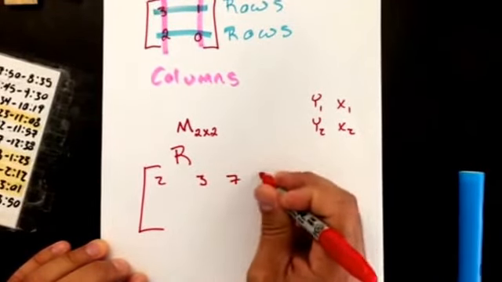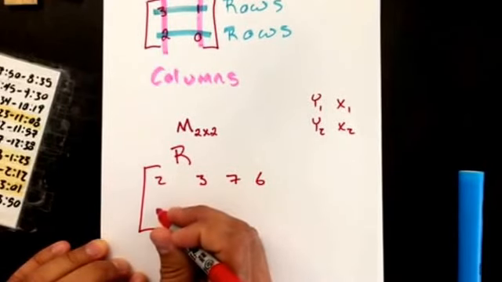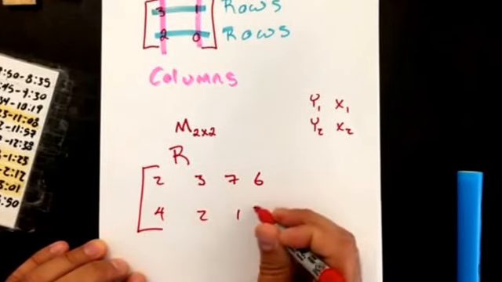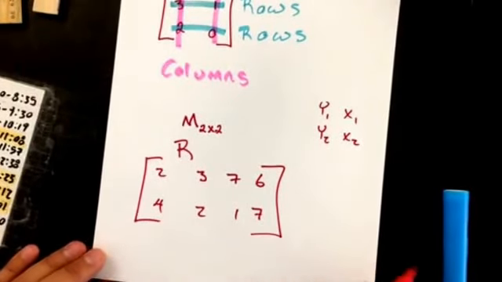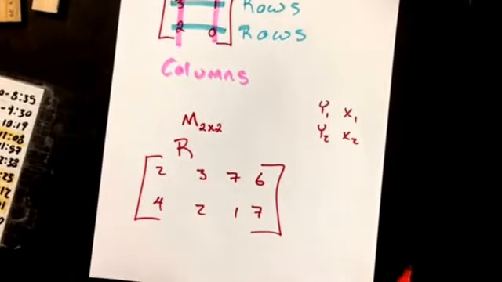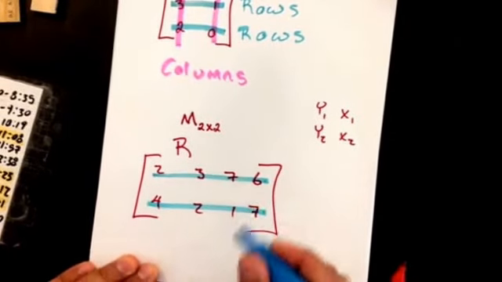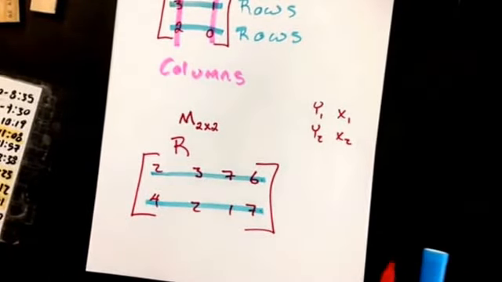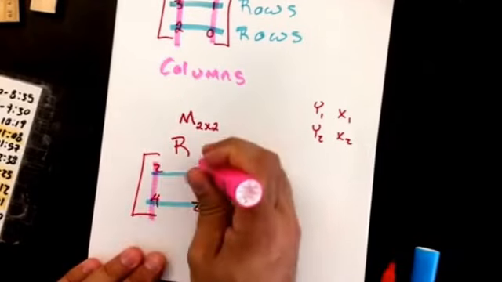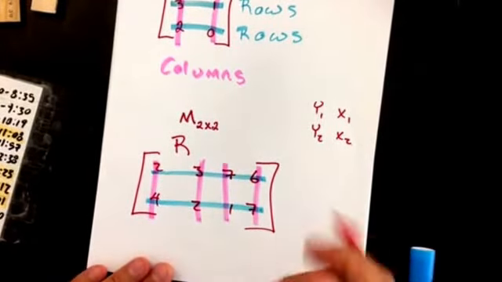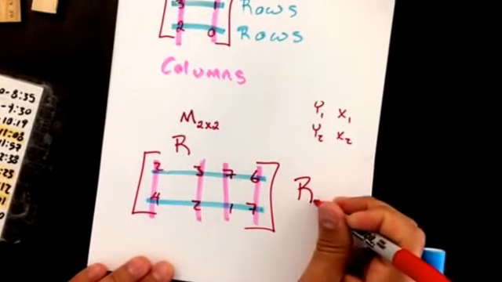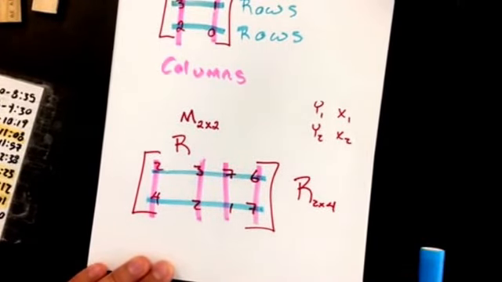I'm just making up a couple of matrices as I go. So this one, if I'm trying to name it, I'm gonna look at the number of rows again. 2 rows, and the number of columns. 4 columns. So this is gonna be called R2 by 4.